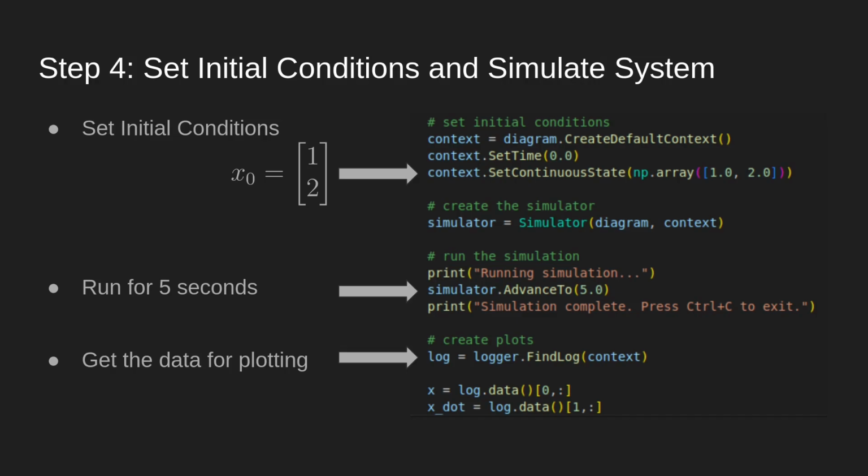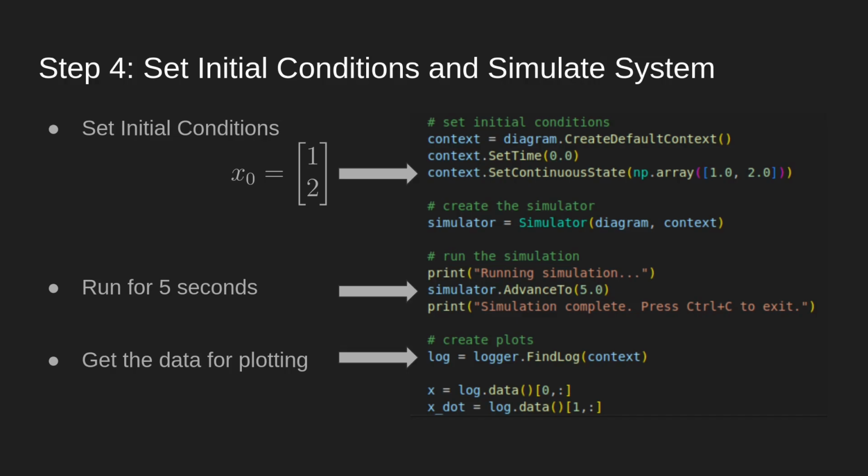Now that our diagram is built, we can create a simulator. The first 3 lines are used for setting up our initial conditions. In Drake, the word context is thrown around a lot, but at this point, just note that context contains the state and the timing information for our diagram. After setting the initial conditions, we create a simulator object and then run the simulator to time equals 5 seconds. When the simulator is finished, we extract the time and logging data.